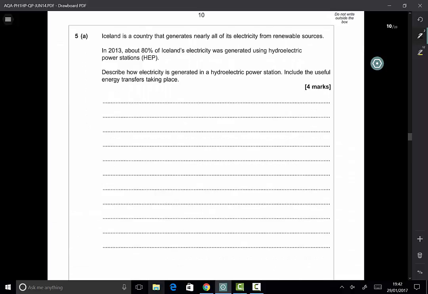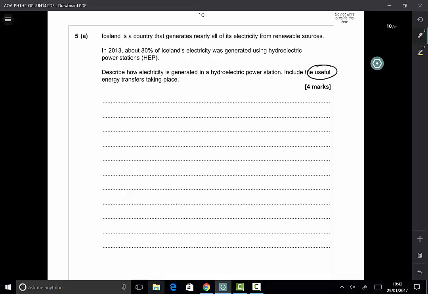And then we do a complete change of topic onto question 5 and find out about Iceland generating nearly all of its electricity from renewable sources. In 2013, about 80% of Iceland's electricity was generated using hydroelectric power stations. Describe how electricity is generated in a hydroelectric power station. Include the useful energy transfers taking place. Note that word useful. We don't need to talk about any waste energy loss, so don't worry about adding that in.